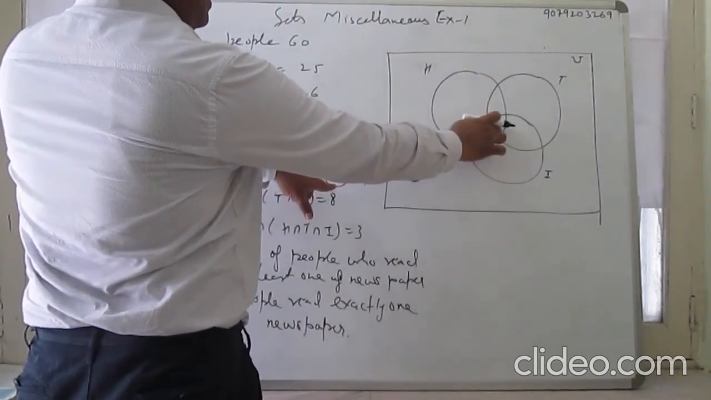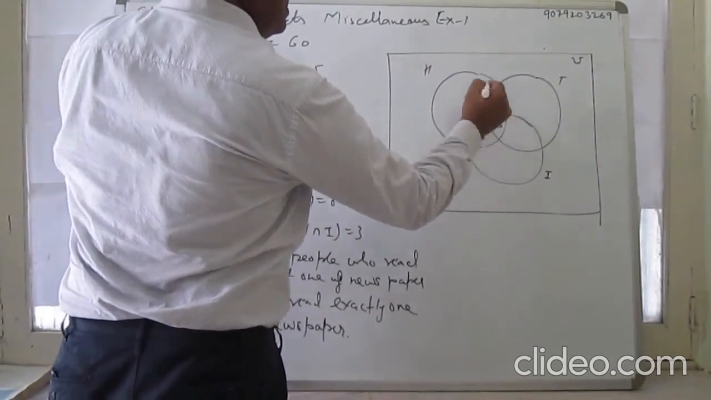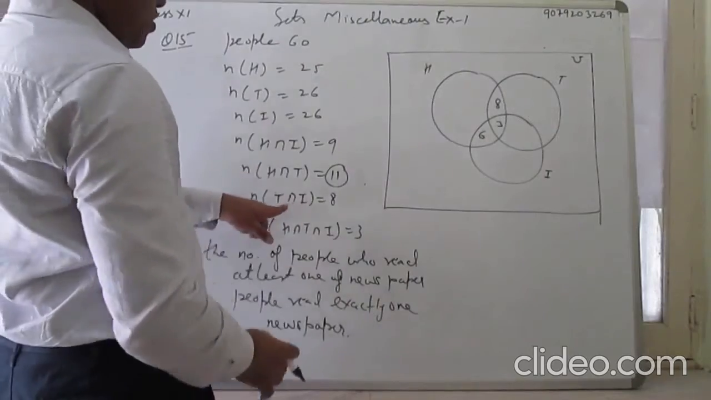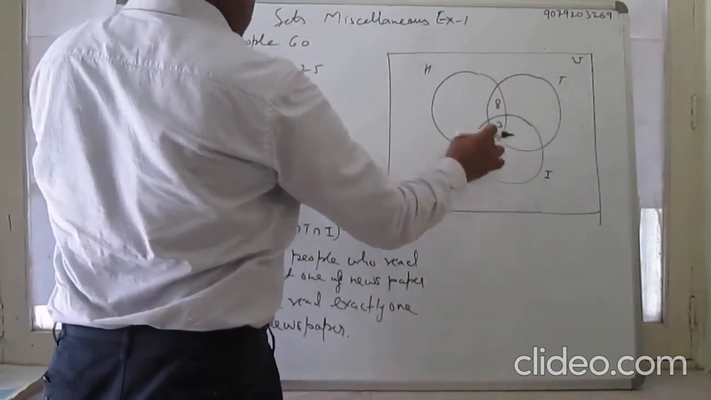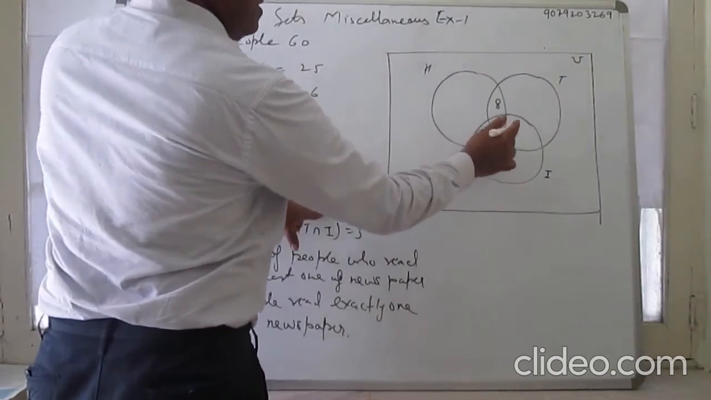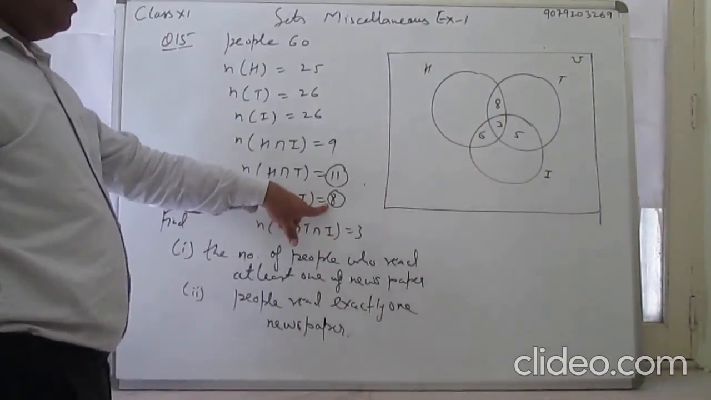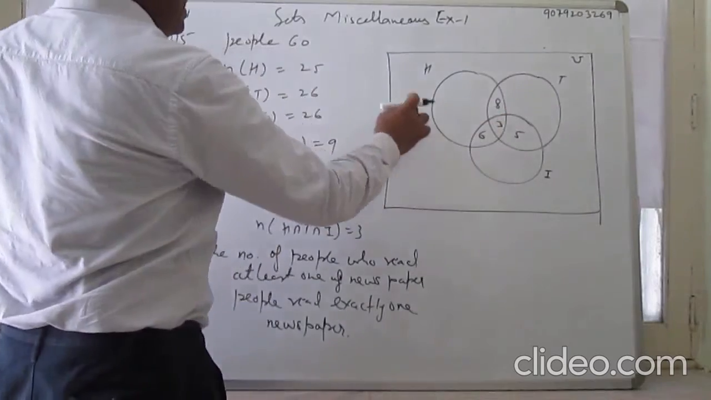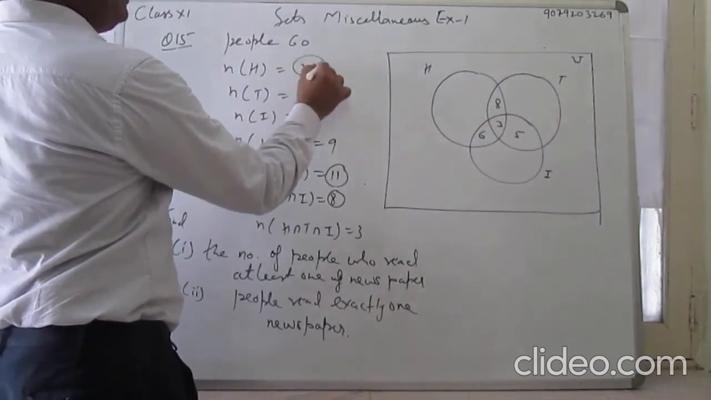And 3 I have filled it here, so remaining 8 plus 3, दोनों का intersection क्या हो गया? 11. Now T and I is 8. 3 already filled, 8 में से 3 already filled. What is left? 5. Okay, now how many elements in H? कितने हैं H में? 25.